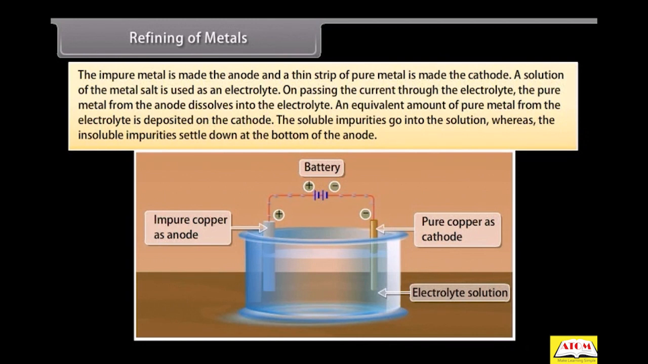On passing the current through the electrolyte, the pure metal from the anode dissolves into the electrolyte. An equivalent amount of pure metal from the electrolyte is deposited on the cathode. The soluble impurities go into the solution, whereas the insoluble impurities settle down at the bottom of the anode. These are known as anode mud.